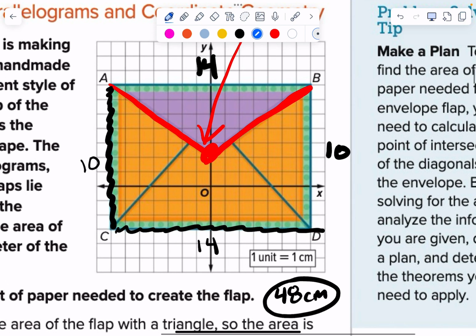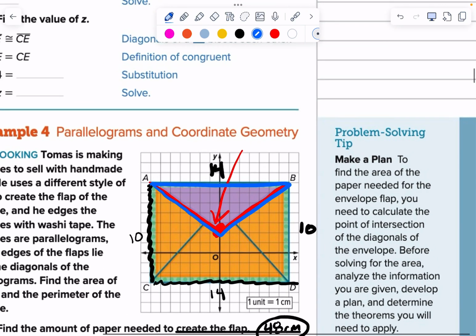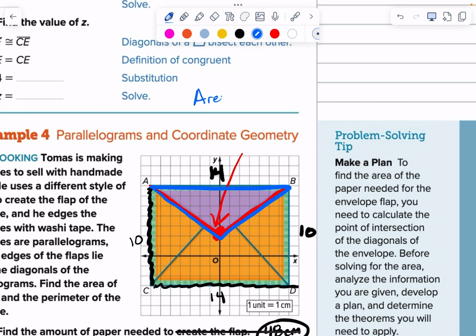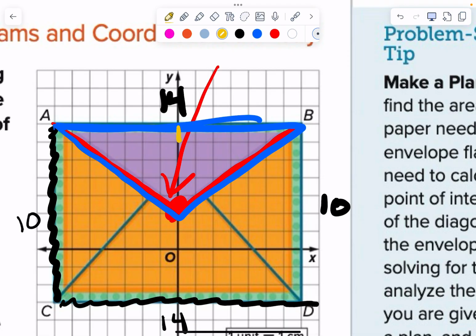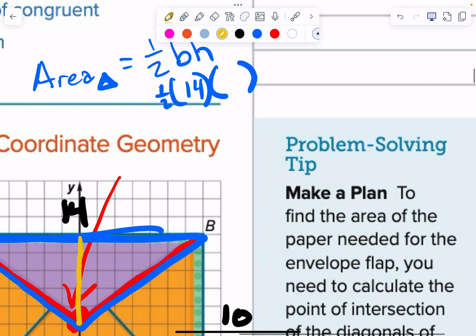They want me to find the area of the flap. What shape is the flap? What's the area of a triangle? Half base times height. Oh, that's not a very good triangle. One half base times height. Okay, what's the base of that triangle? The top, 14. Like the top is the base, okay? What's the height of the triangle? Oh, 6, 7. 1, 2, 3, 4, 5. Is it 5? Okay, close.